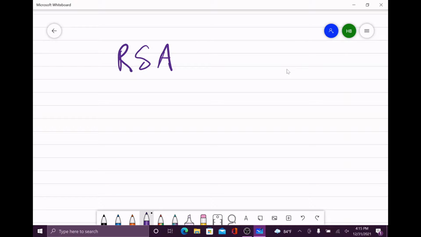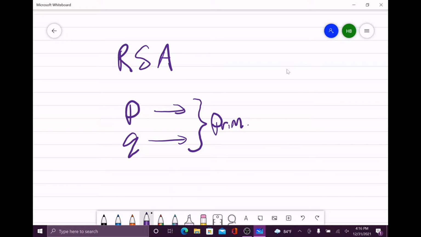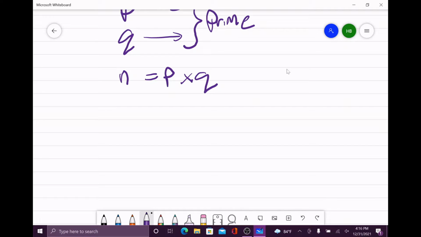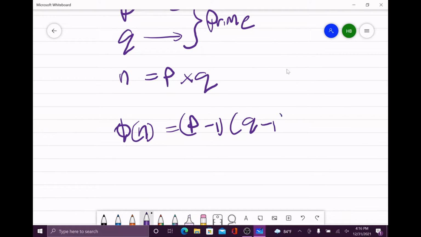First we choose one prime number which is called P, and then another prime number which is Q. Both have to be prime numbers, and then we calculate a value called N, which is equal to P times Q. Actually there are many values that we have to calculate based on this P and Q, and there is another value called totient, which is denoted by phi(n), that is equal to (P minus 1) times (Q minus 1).